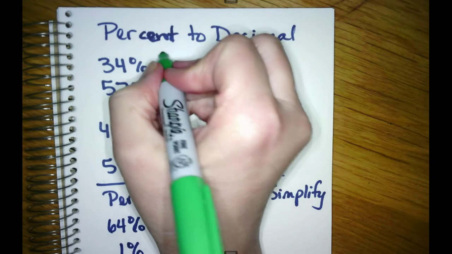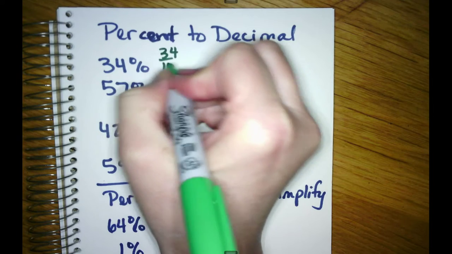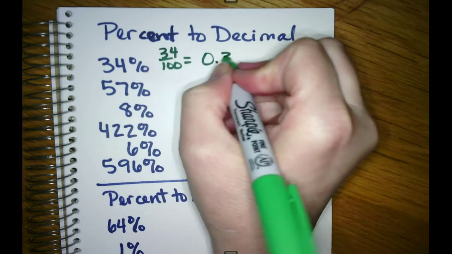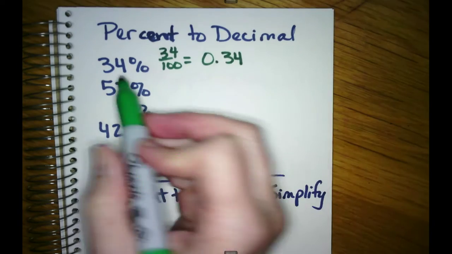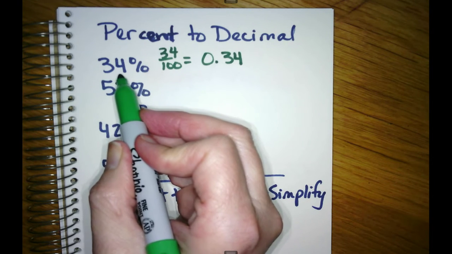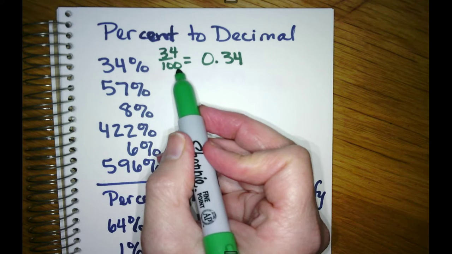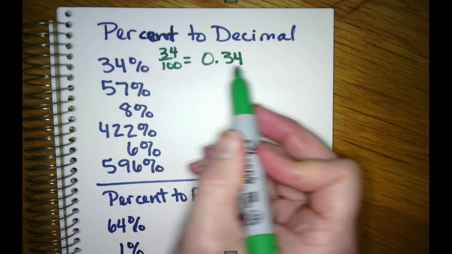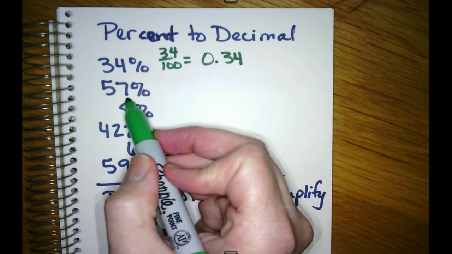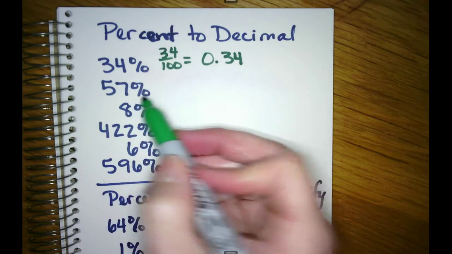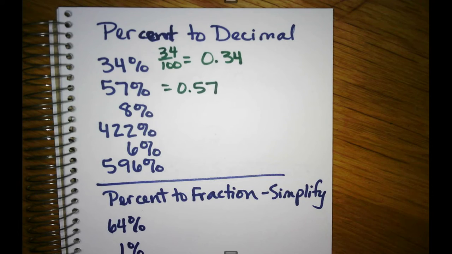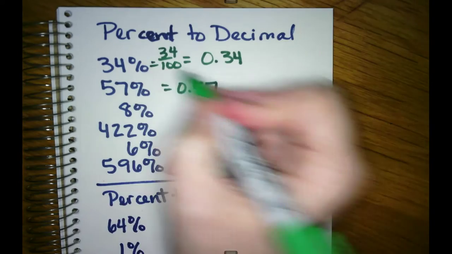So we know that 34% is equal to 34 hundredths. And so as a decimal, that's 0.34. If we have a two-digit percent in the tens, then this is very straightforward. That's equal to a fraction over 100, and we can write it as 0.34 or 34 hundredths in decimal form. This one is the same way. It would be 57 hundredths, so we write it as 0.57.